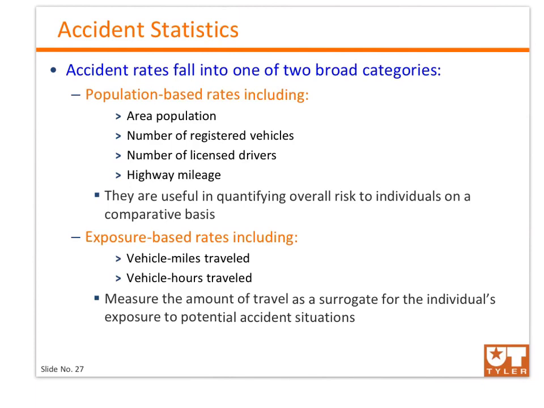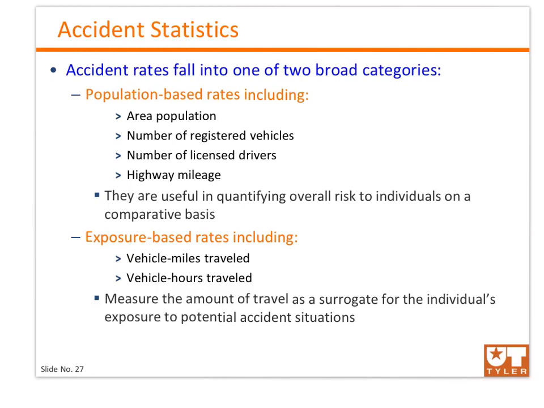The second type of population-based rate is the number of registered vehicles. So again, that will tell us if I have a city that has 1 million registered vehicles versus 50,000 vehicles, this population-based number would tell us quite a bit of significant information by dividing the number of fatalities and injuries over the number of registered vehicles. Same thing for the number of licensed drivers, as well as highway mileage. So those are again related to population in one way or another. They are very useful in quantifying the overall risk to individuals on a comparative basis.